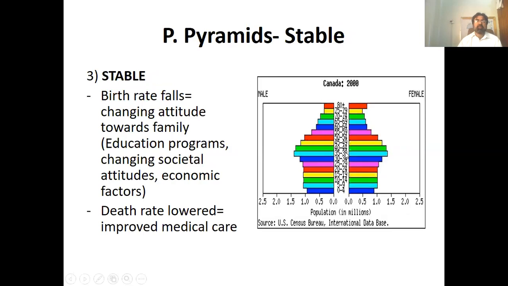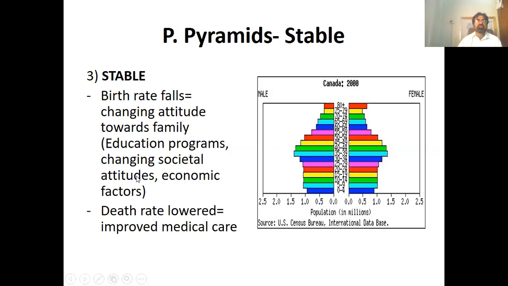This is a stable pyramid. So what is a stable pyramid? Birth rate falls, with a changing attitude towards family planning. Why does the birth rate fall? Because the people's tendency was towards family planning, so that they could have fewer children and educate them and give them food and education. That's why they thought of small family size.